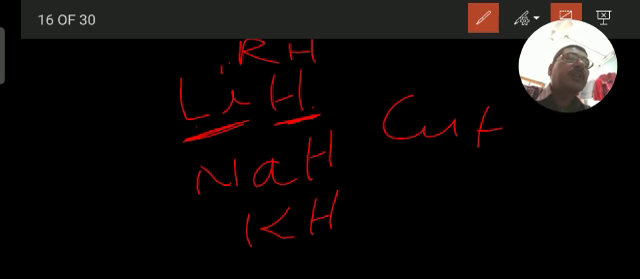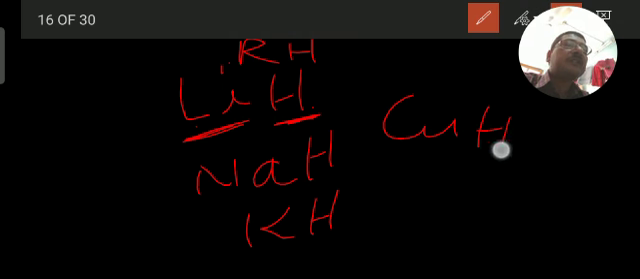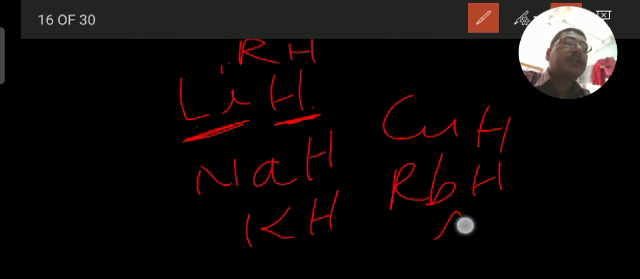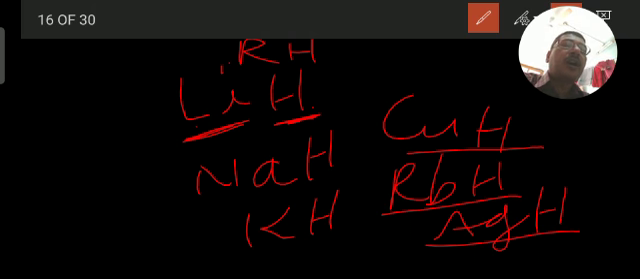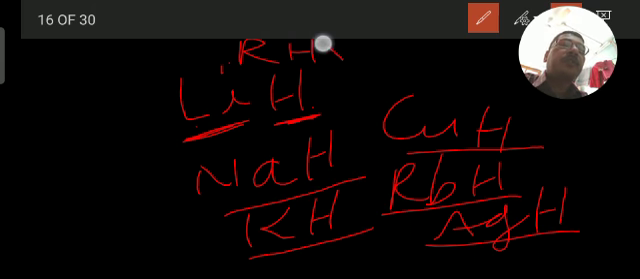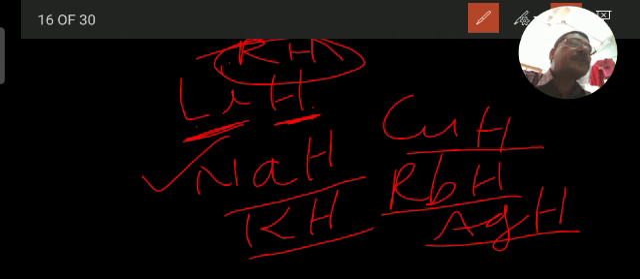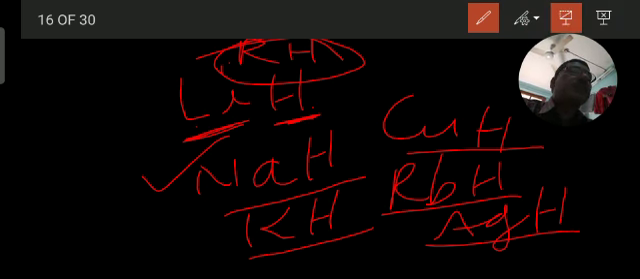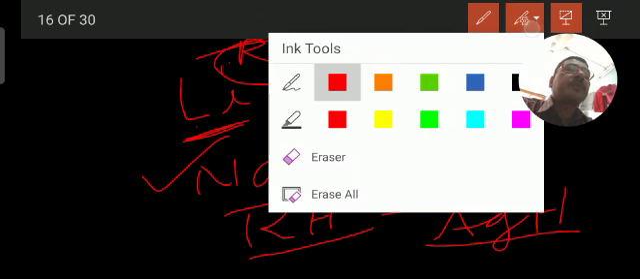After that comes CuH, copper hydride. Then comes rubidium hydride, RbH. Next is AgH. If these types of hydrides are produced by elements following the general formula RH, then these elements will be placed in the first group. Understand, students? I think it may be clear. Go through this periodic table given by Mendeleev, so it will be clear to you.